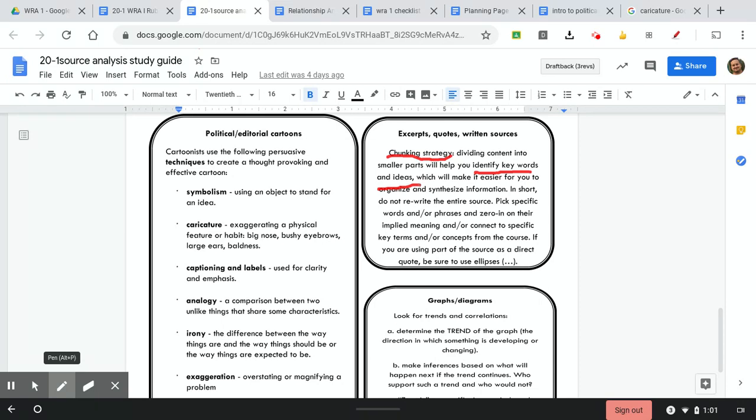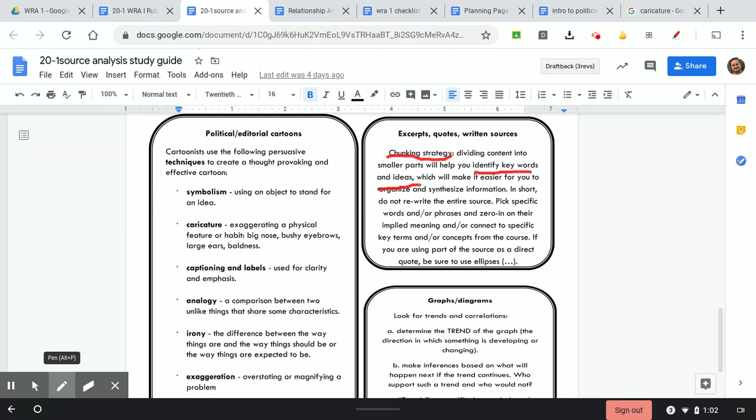This doesn't mean that you should rewrite the entire source. Some people will begin a source analysis by saying, the source states blah, blah, blah. It's like, well, yeah, I know that. I can read. Otherwise, I wouldn't be reading this. So don't just repeat the whole source. What you want to do is say, this section of the source tells me this. The next section tells me this. And then all together, the values and perspectives of the source are.